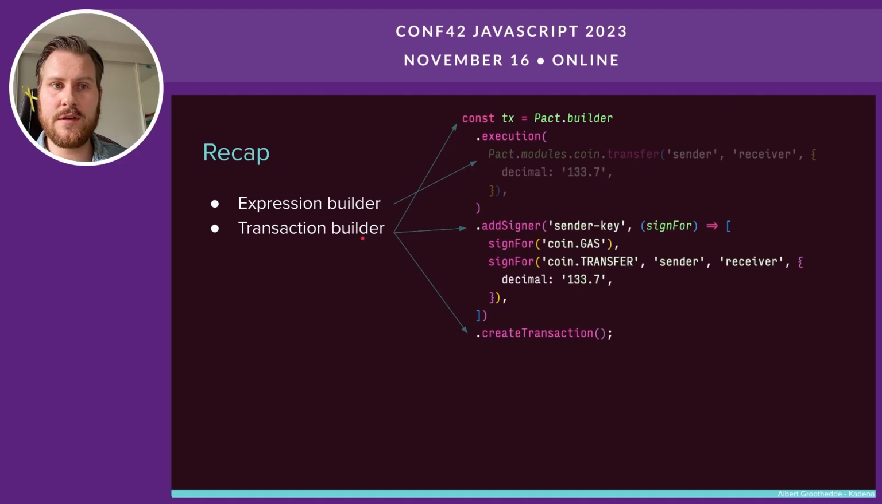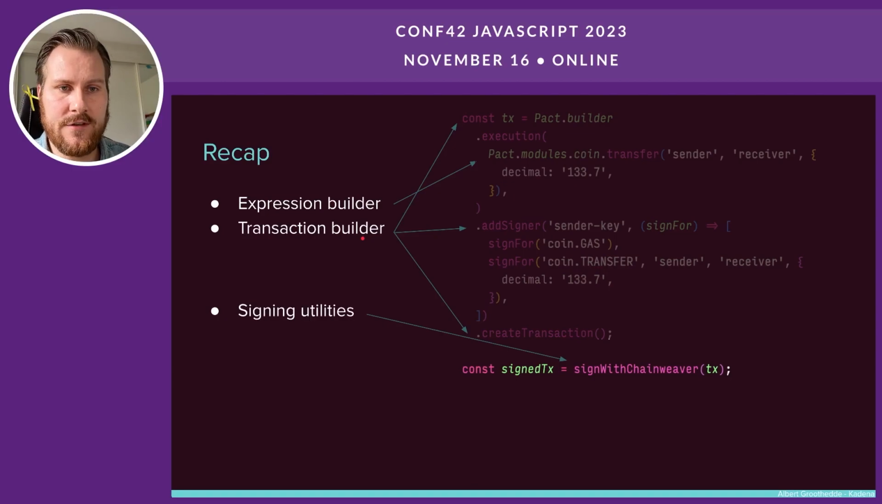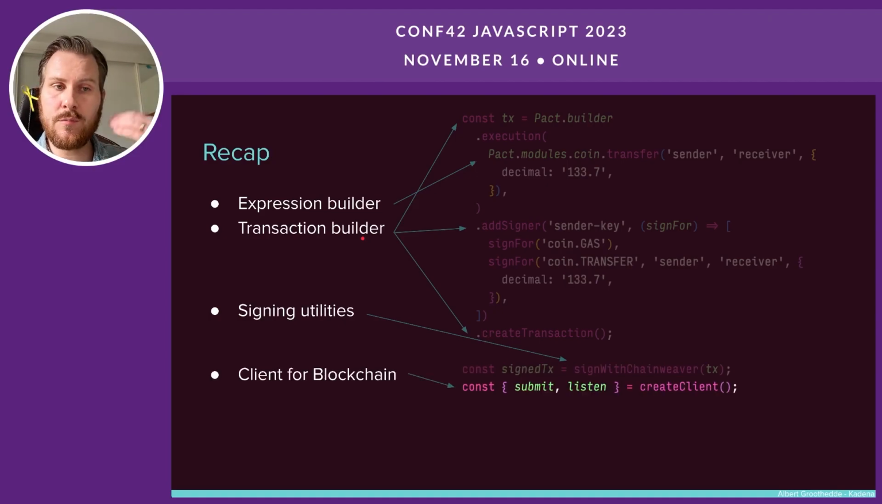The transaction builder is the plumbing around the transaction, around the code actually, to make sure that this code can be executed. A few things that are needed are adding a signer, for example, adding some metadata, which network you want to use, etc. And then we can sign this transaction. And for that we have some utilities, for example, sign with Chainweaver, or sign with Wallet Connect, or sign with something else. Then we want to submit it to the blockchain.